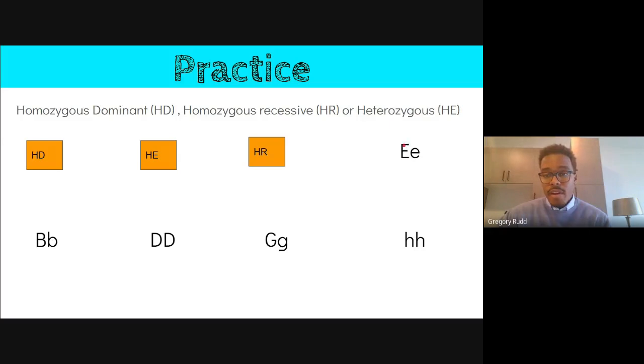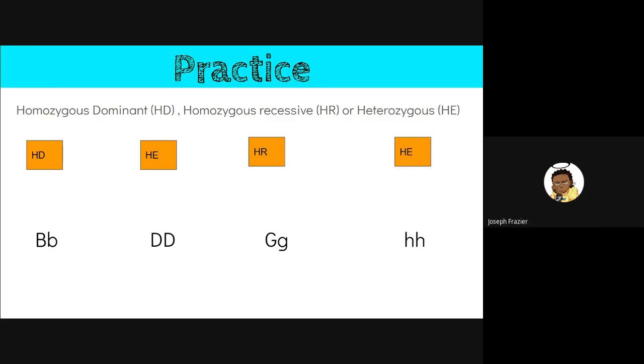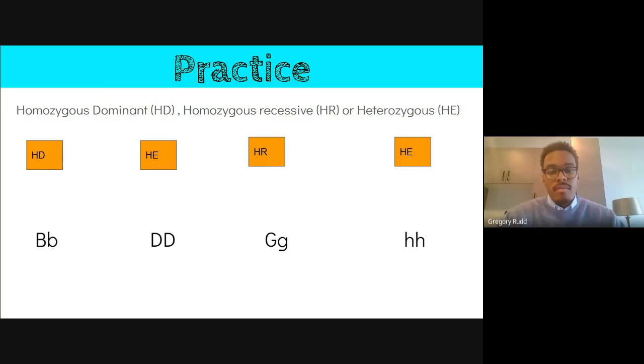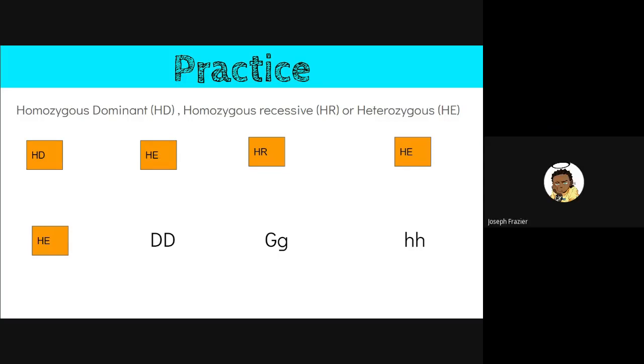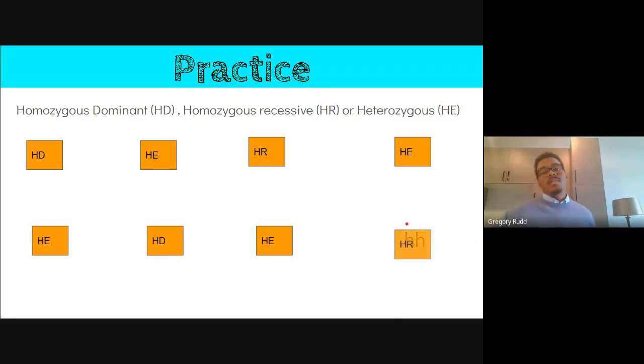So we've got different here. We've got one capital, meaning a dominant allele, and one lowercase, meaning a recessive allele. So they're different. So this means it's heterozygous. Hetero meaning different. BB, what's this? HE. HE, good. Then DD. HD. HD. GG. HE. Good. And the last one? HR. HR. That's recessive. Good.